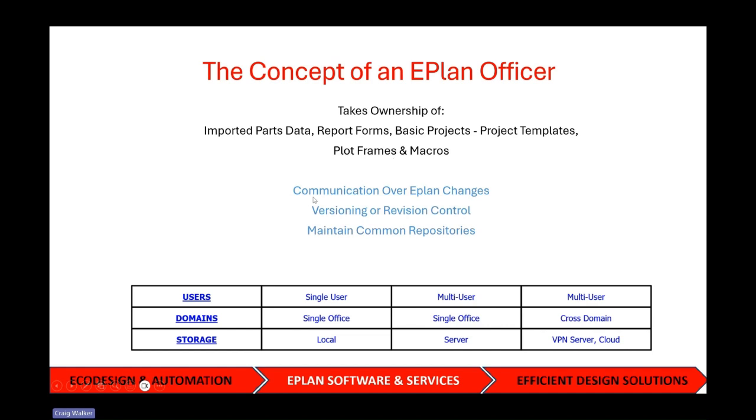One of the most important bits here is communication over the Eplan changes. This is something that's not done well enough. And that involves letting people know in your company, or your other Eplan users that you work with, where they can find these efficiencies, where they can find the reusable elements, and maybe exactly where they should be using them. So there's no confusion in terms of what they're picking up and reaching for when they want to save time on building the new projects.